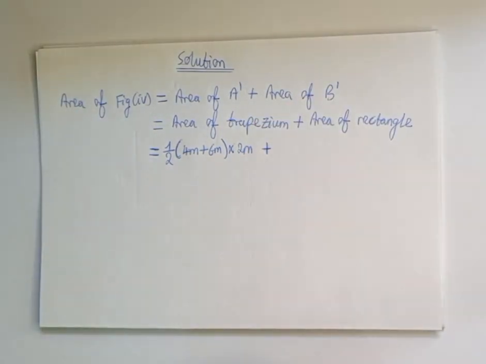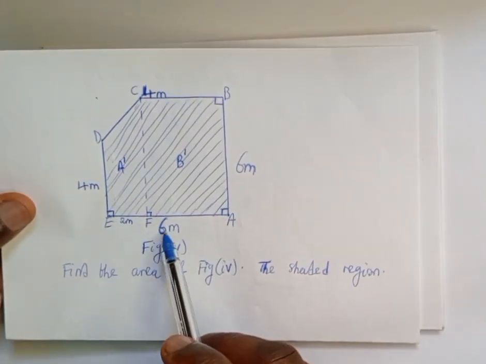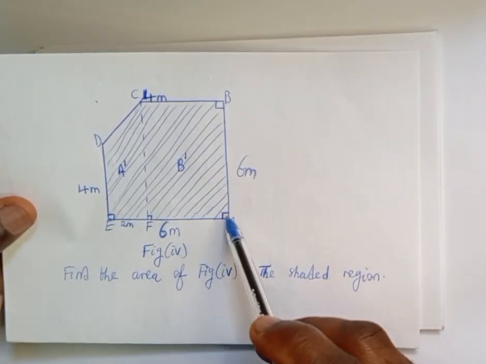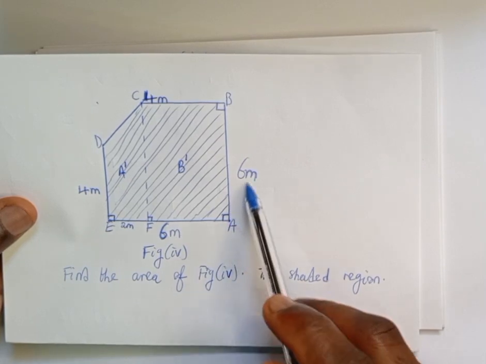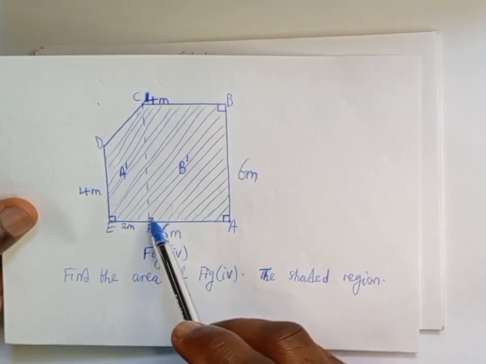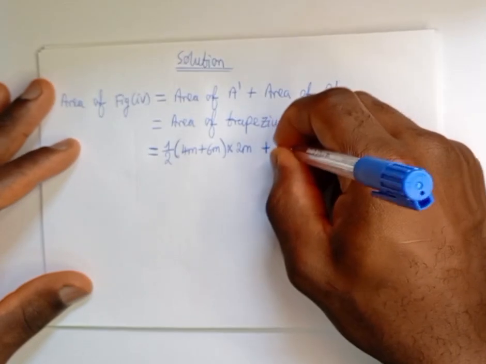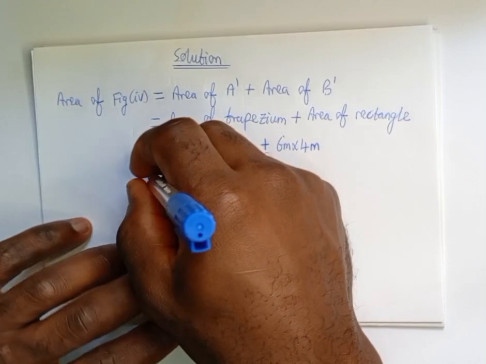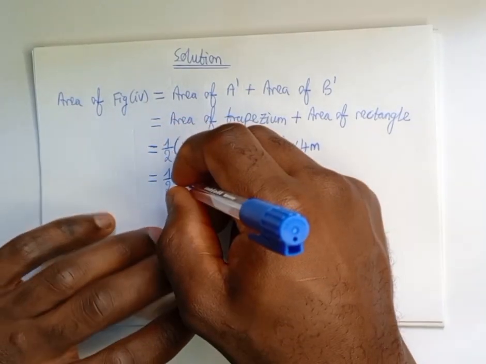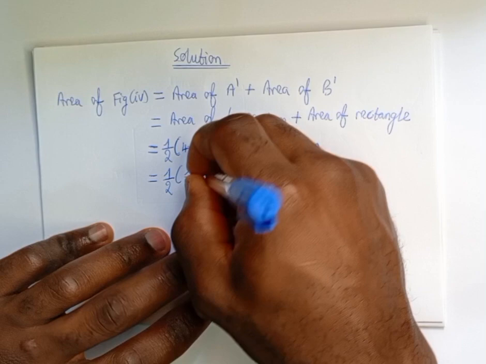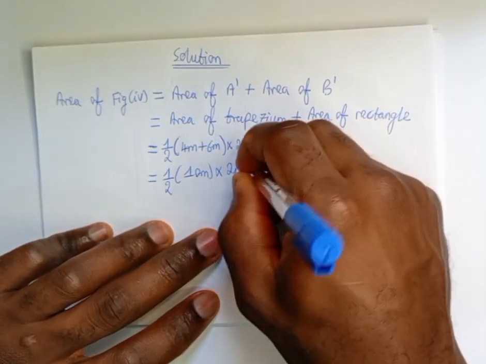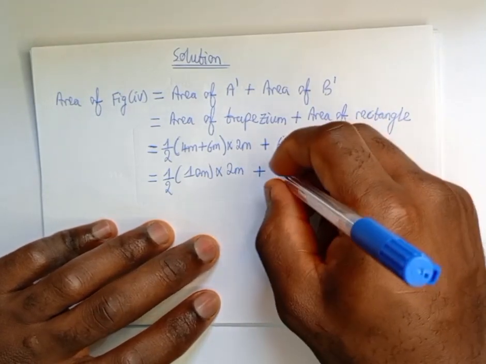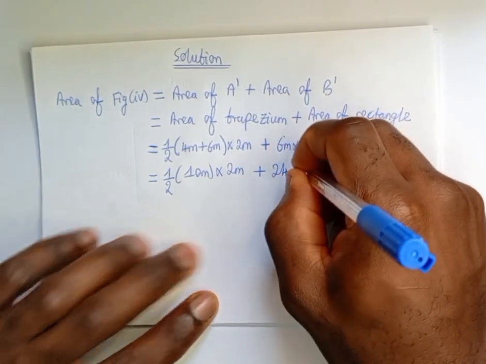plus the area of the rectangle, the rectangle EFCB, where we are going to take the length 6 meters times the width, which is 4 meters. So 6 meters times 4 meters. This will simply be equal to a half times 4 meters plus 6 meters gives us 10 meters times 2 meters plus 6 meters times 4 meters gives us 24 meters squared.